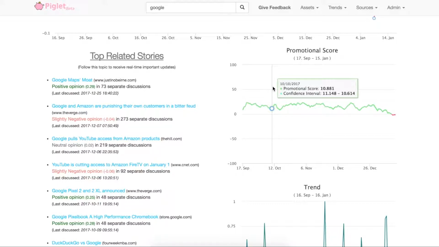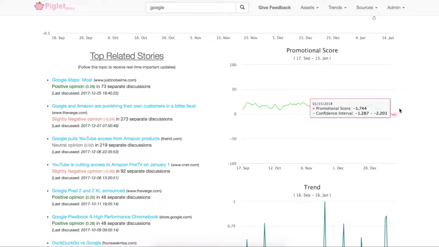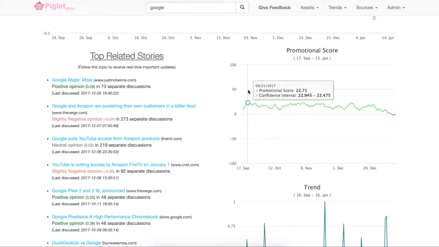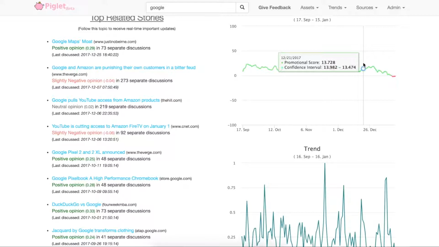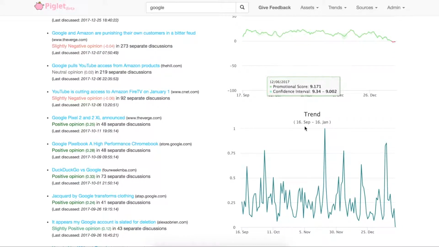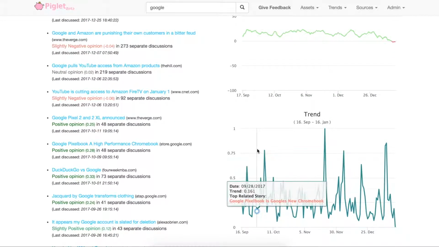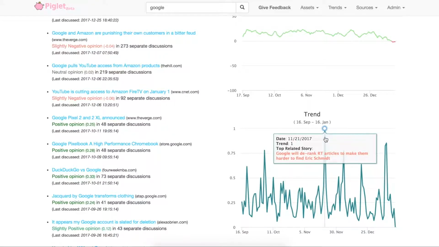So in this case, Google. We then normalize it between minus 100 and 100. And then we can give it something called a confidence interval, or a range where we believe the promotional score lies within. The reason this confidence interval is so small is because this trend chart is fairly active, which means that there's a lot of conversation, or a lot of people discussing Google on a regular basis.